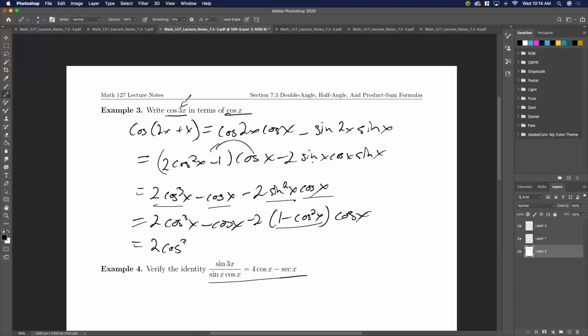Then I just distribute across. I'll get 2 cosine cubed x minus cosine x minus 2 cosine x, remember the 2 and the cosine have to come in, minus 2 cosine, so minus the minus becomes plus, cosine cubed x, gotta bring in the 2 cosine as well. And if I put that all together, I get 4 cosine cubed x minus 3 cosine x.